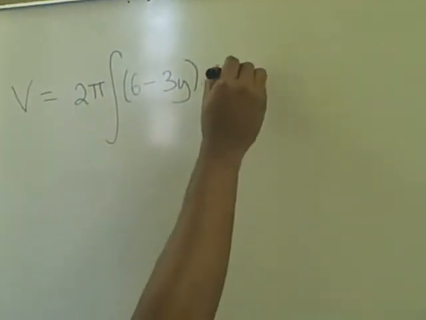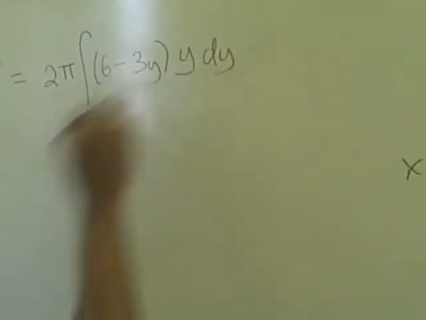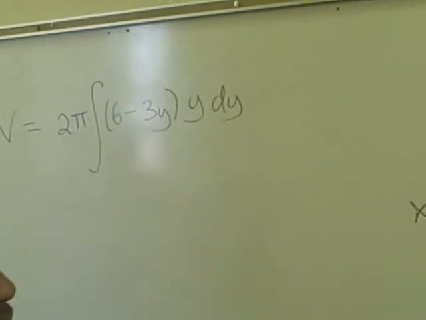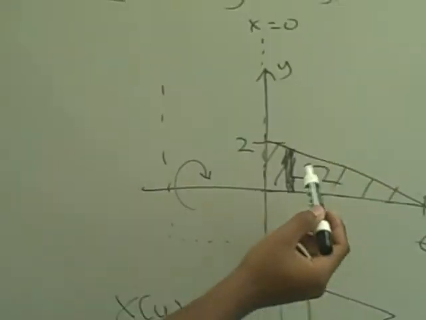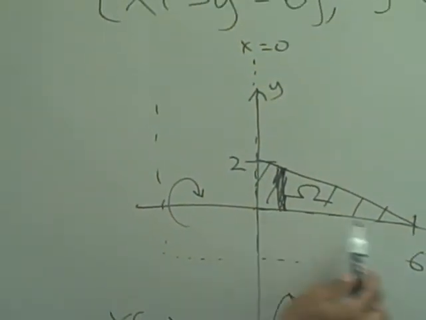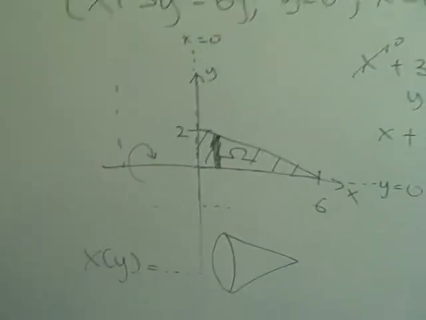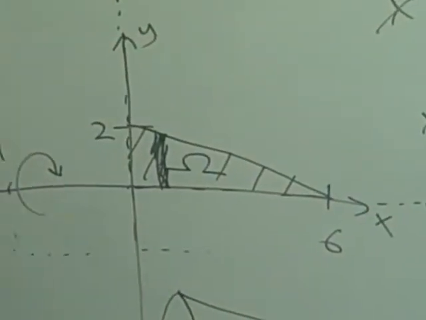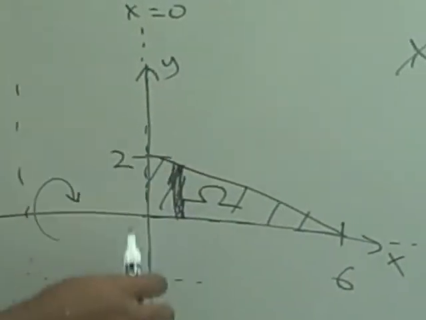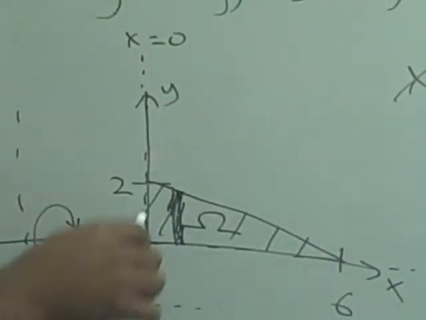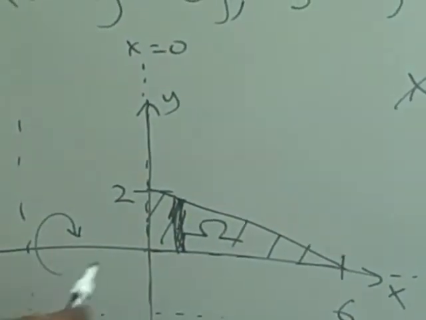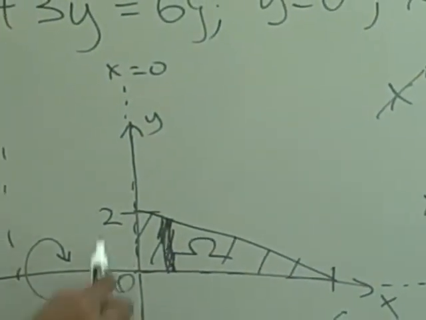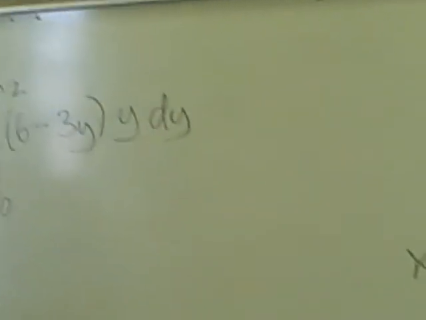So you integrate that with the differential element being dy, and you use the limits on the y-axis because you're differentiating along the y-axis. The height is along the y-axis, so you use the limits on the y-axis. So the lowest limit on the y-axis is 0 and the highest is 2. So you go from 0 to 2.